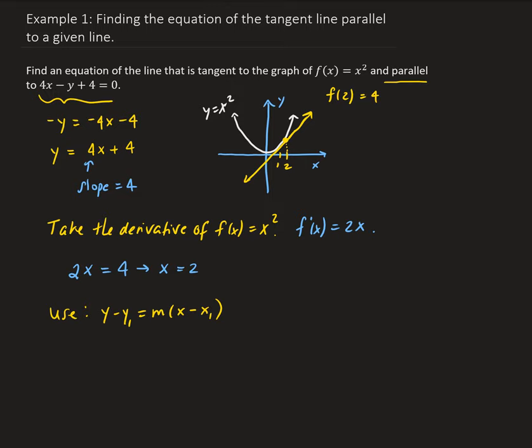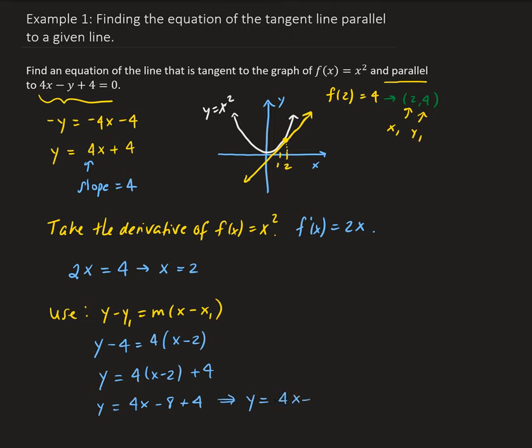So remember, the tangent line is going through the point (2, 4). So this is going to be x1, and this is y1. We're going to plug that in along with our slope. So we have y minus 4 equals 4 times x minus 2. From here we can solve for y: 4 times x minus 2, plus 4, gives us 4x minus 8 plus 4, which is 4x minus 4. And this is our solution. That is the equation of our tangent line that is parallel to the line given.